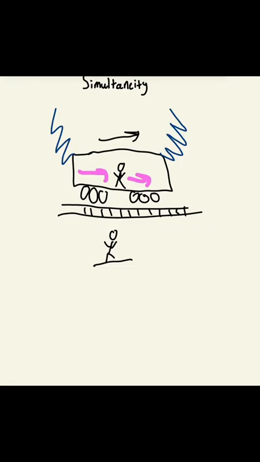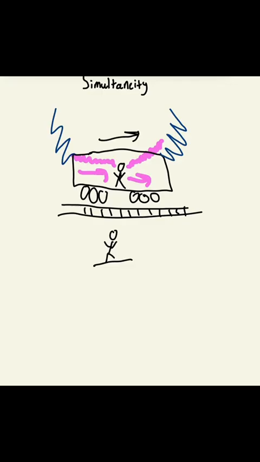That's because the person is moving towards this light here. The light is travelling, and they're moving towards it, so they see it first, compared to this one here that they're moving away from.